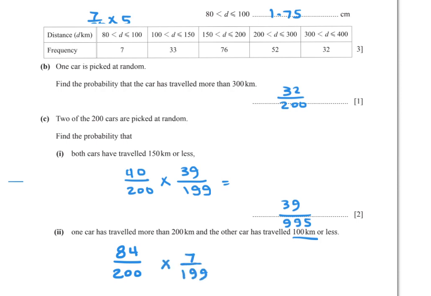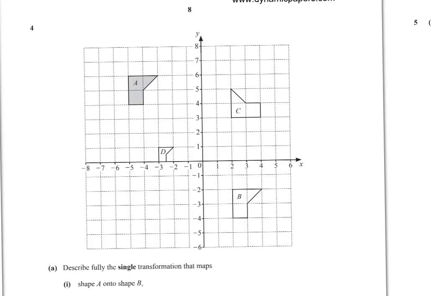Because the order does matter, we can choose this car first or that one first. So you have to multiply by 2. Equals, in the simplest form, 147 over 4,975.